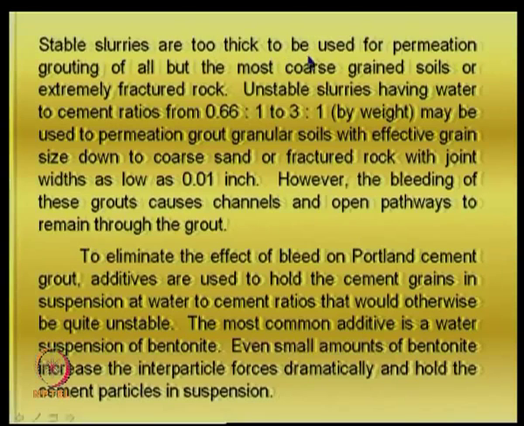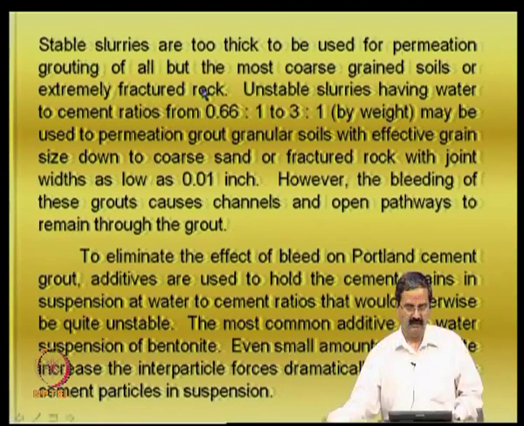Stable slurries are too thick to be used for permeation grouting of all but the most coarse-grained soils and extremely fractured rock. Unstable slurries having water-cement ratios of 0.6 to 3:1 by weight may be used for permeation grouting, which means that if permeation is an important parameter for you, go for somewhat higher ratios like 3:1, and then you also need to take the grain size distribution characteristics into consideration.